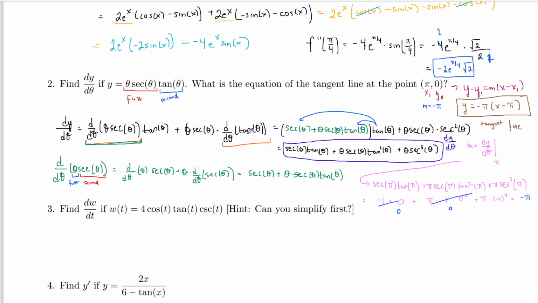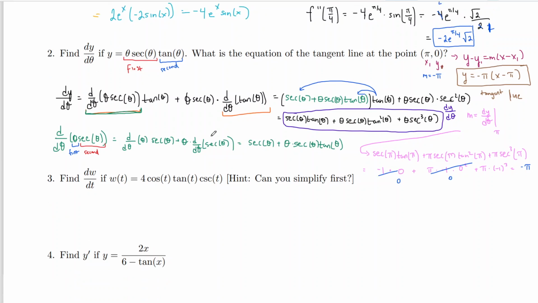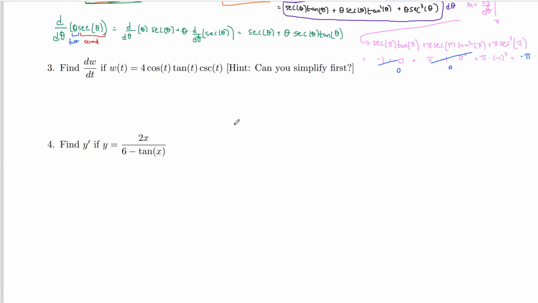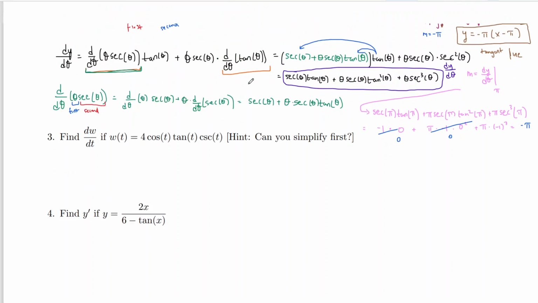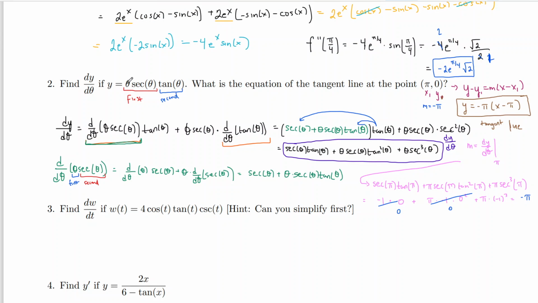Okay, so I want to do one more in this video. And the main reason I want to do this one is to really emphasize that when you're doing trig derivatives, it's really important to simplify first if you can. I didn't intentionally try to simplify this one just because I had this theta here. But if you multiply secant of theta times tangent of theta, you won't be able to simplify it.